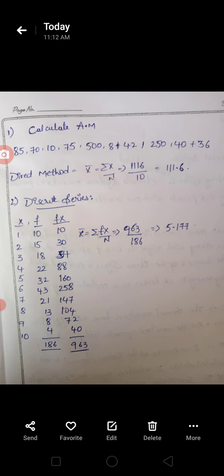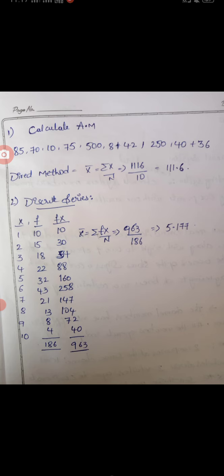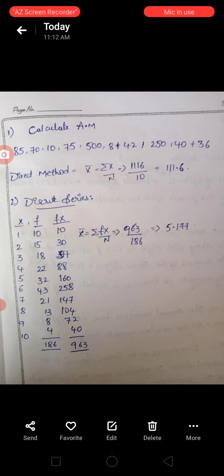Now we have to apply the formula for direct method. Direct method or individual series formula is x bar equal to summation x by n. Now we have to add all the x values, that is 85, 70 plus 10 plus 75 plus 500 plus 8 plus 42 plus 250 plus 40 plus 36 will get 1116. Here n is the number of observations. So we have 10 observations. So now we have to divide both the values. 1116 divided by 10 you will get 111.6. This is the direct method. Remember that in individual series only the x values will be given.